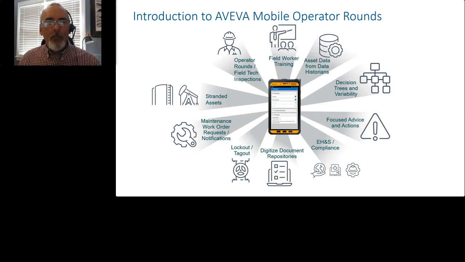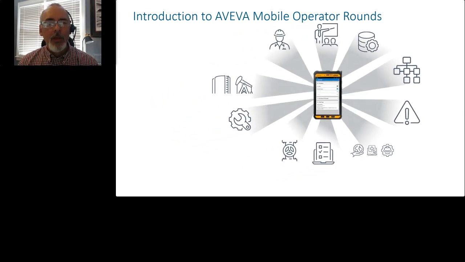So again, the official product name is AVEVA Mobile Operator Rounds. I'm a little bit lazy, so I'll probably truncate that name as the webinar goes along. Anyway, as the name implies, this is a tool designed to facilitate electronic rounds and other use cases as you see spelled out in this slide.